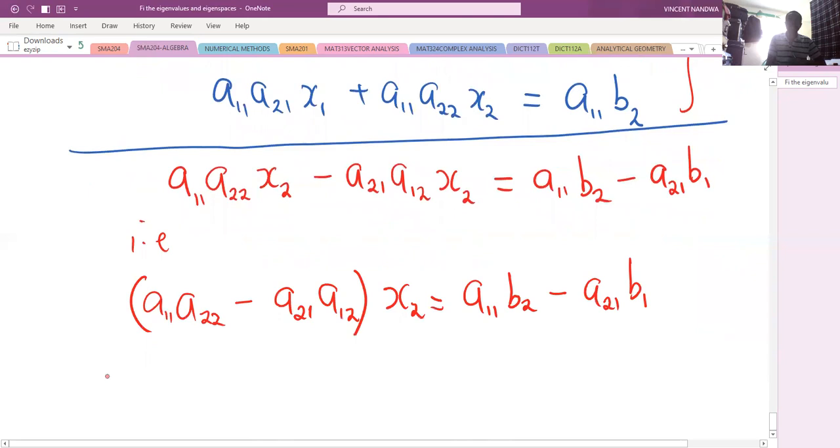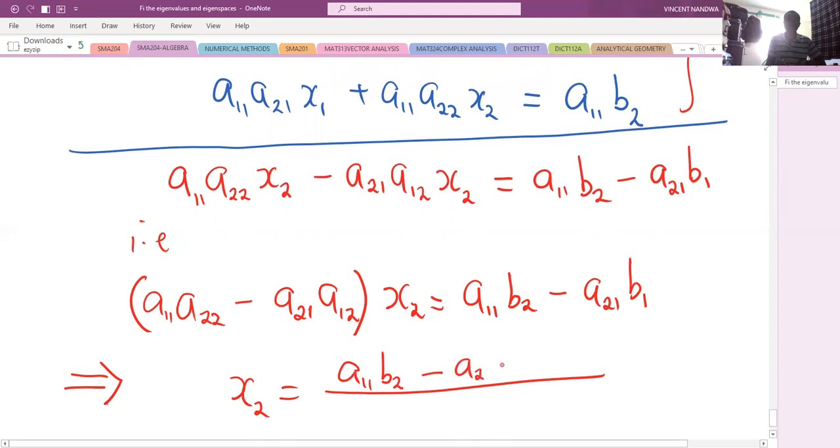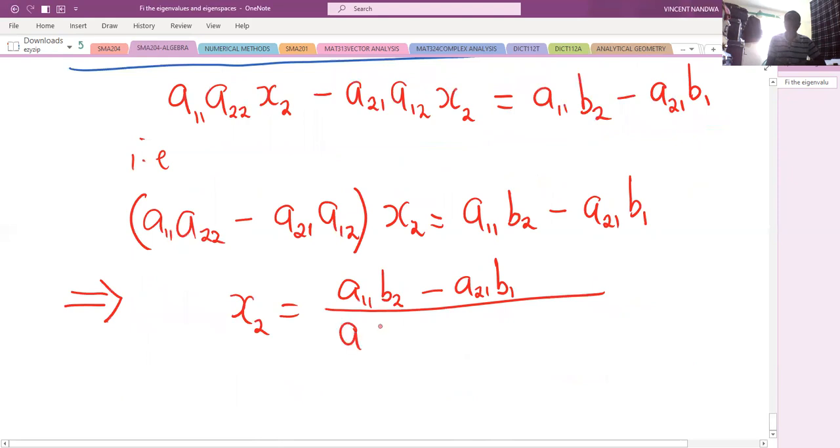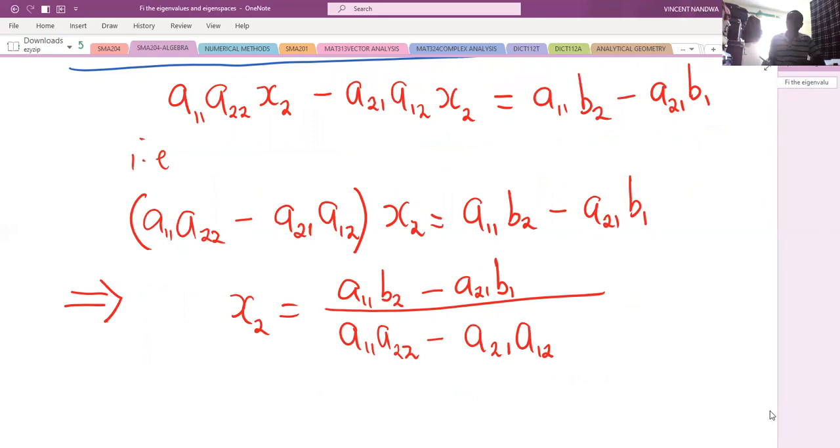Which means x2 will be given by, just divide through by this bracket, a11 b2 minus a21 b1 divided by a11 a22 minus a21 a12. So that is x2.